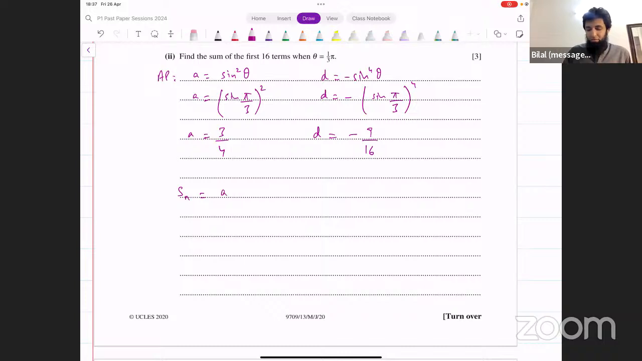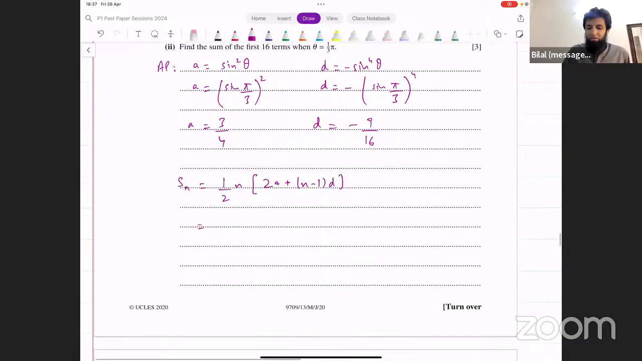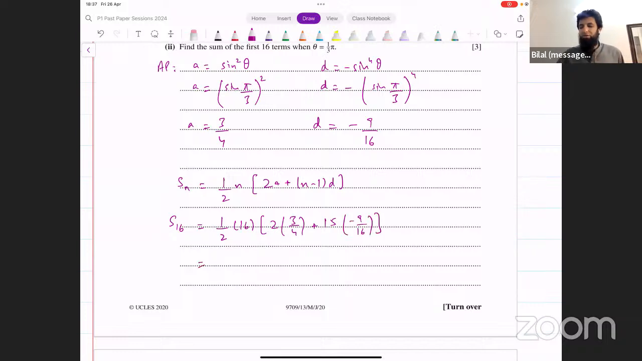Sorry, this is arithmetic. That's half into n into 2a plus n minus 1 times the difference. Let's just input values in this. 1 over 2 into n. So we're looking for sum of the 16 terms. 1 over 2 into 16 multiplied by 2 into a, which is 3 over 4 plus n minus 1. That means 16 minus 1. That's 15 times the difference, which is minus 9 over 16. And that should give you the result.